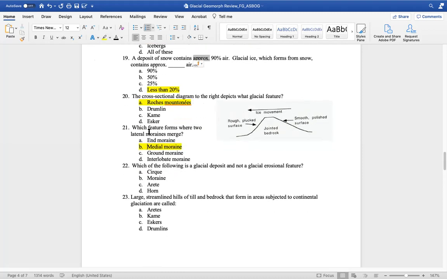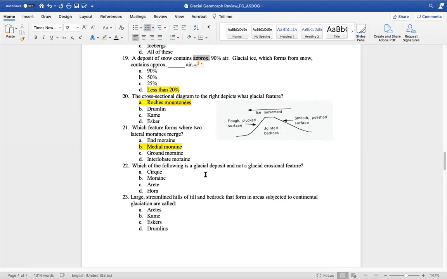Which of the following is a glacial deposit and not a glacial erosional feature? A cirque, moraine, arête, or horn. All right, so these are all terms that we've talked about briefly before. So we're looking for a glacial deposit. A cirque is an erosional feature where we have a glacier head and then some kind of depression, what they called an amphitheater-like depression. A horn is a peak, so that's going to be the result of erosion.